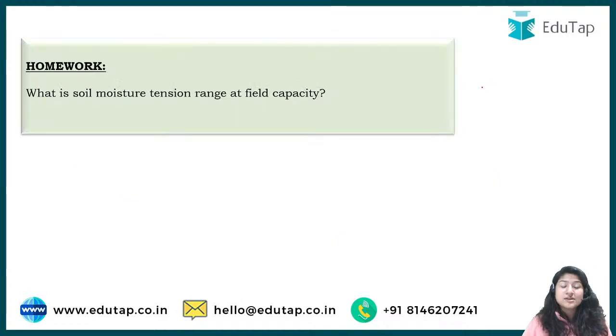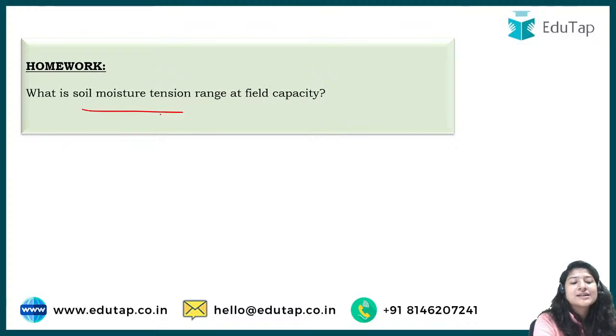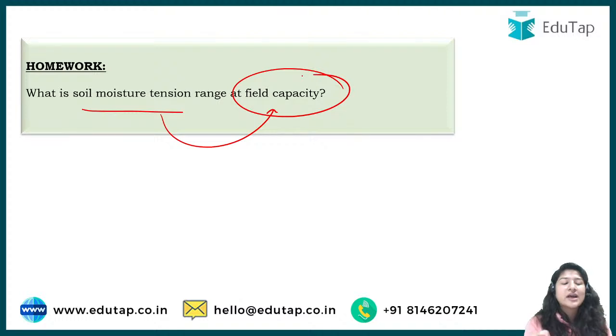I hope this concept is clear to you all, and the homework for you is: what is the soil moisture tension range at field capacity? I've told you what saturation is, what field capacity is, and what the wilting point is. At field capacity, there is a particular soil moisture tension, which tells to what extent soil moisture can be present. Comment it down below, and I'll give a shout out to the toppers in my next class.